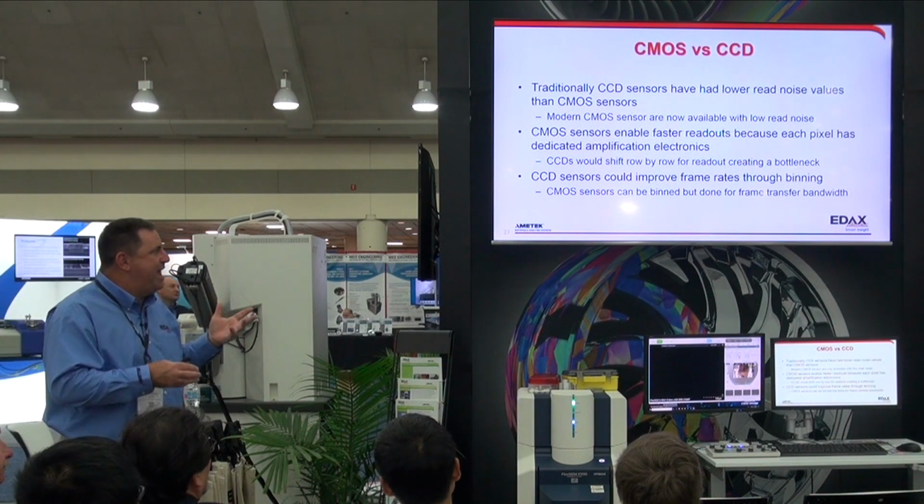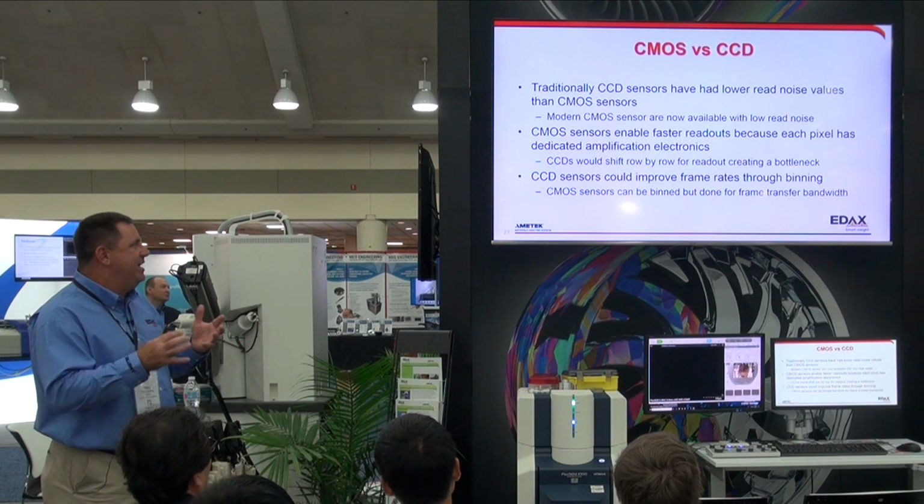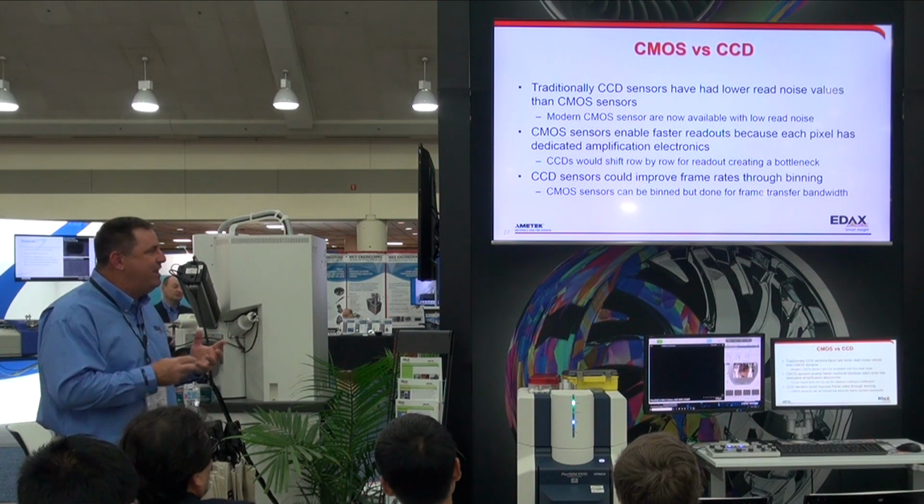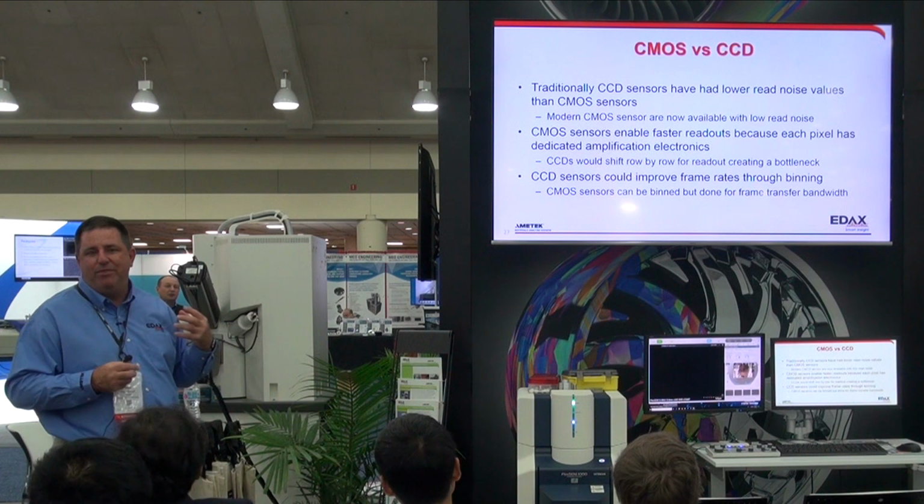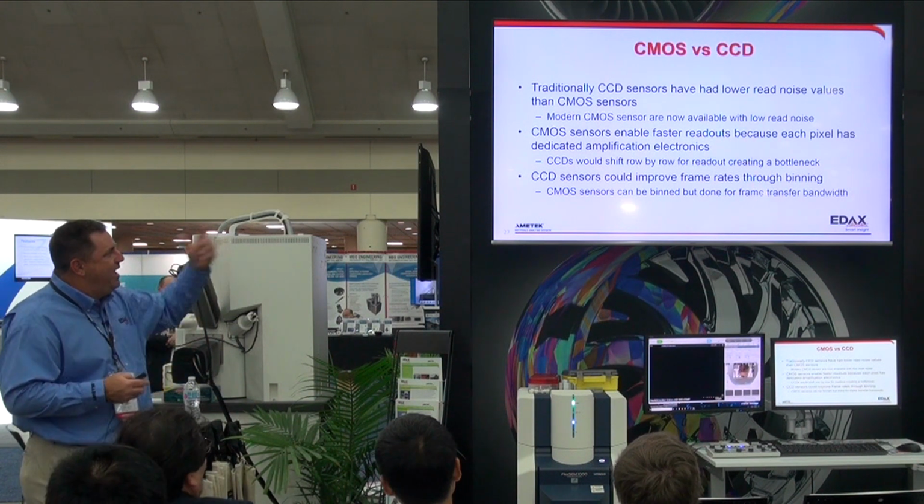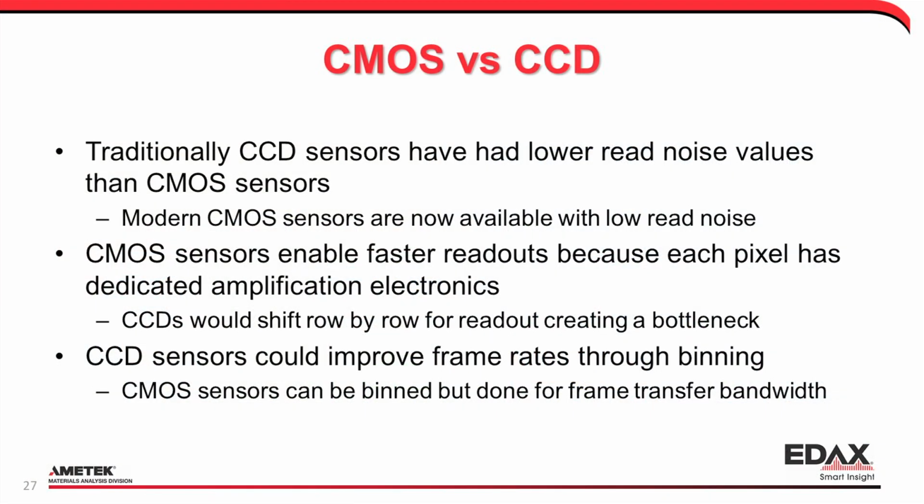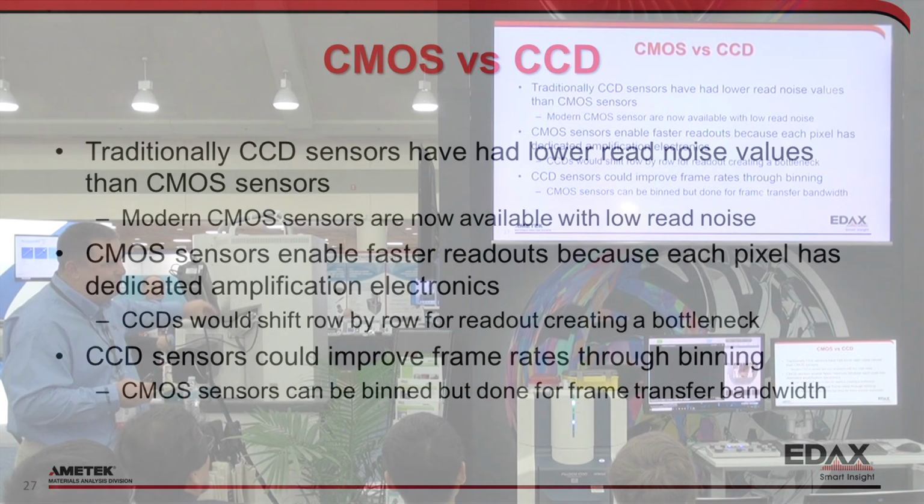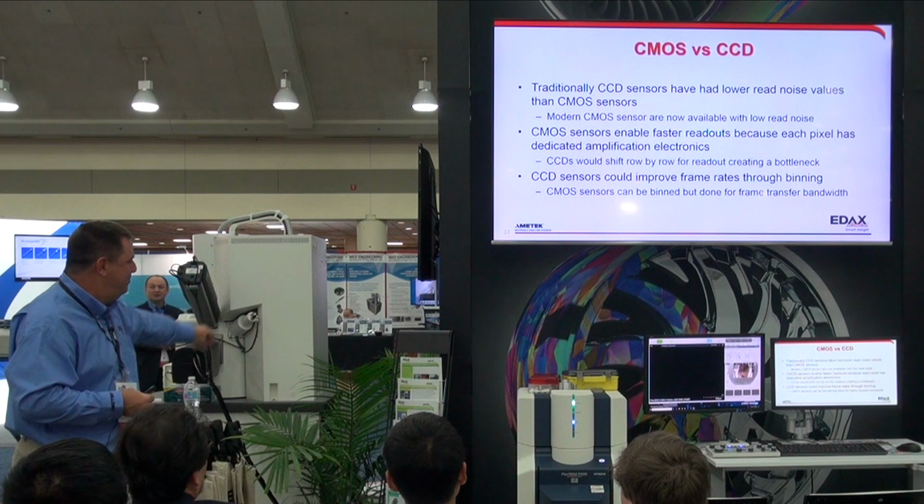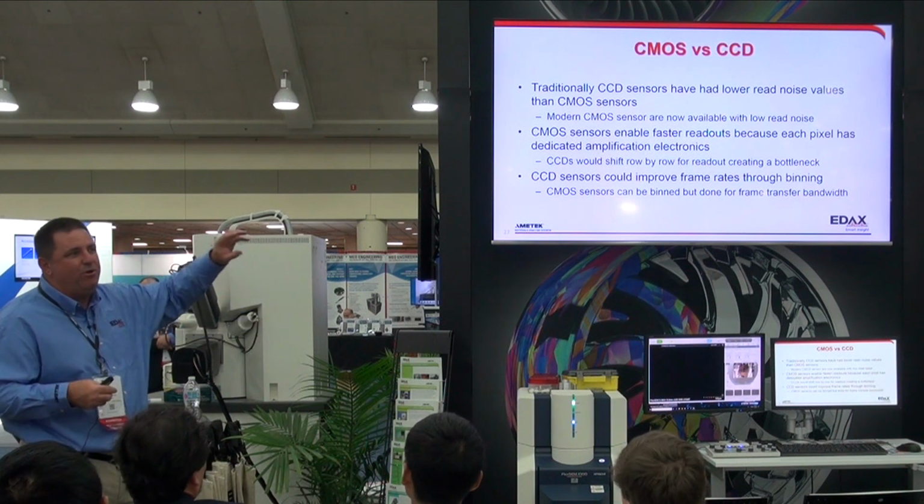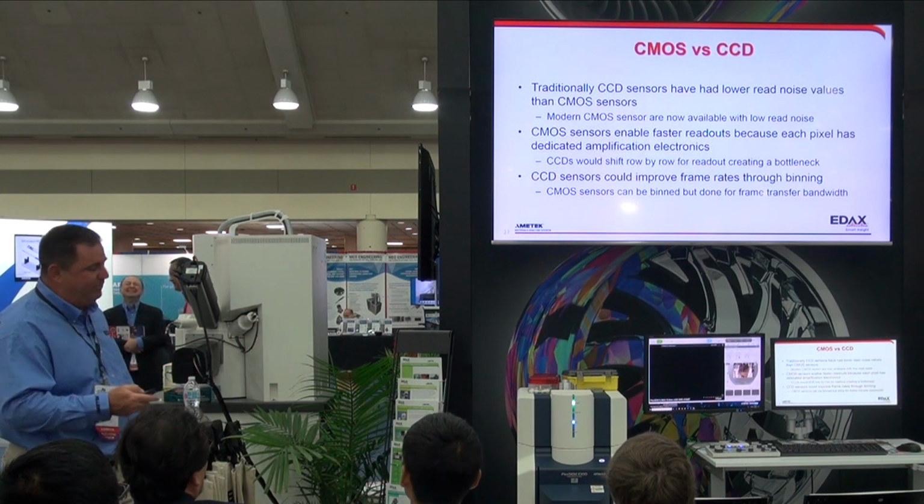And so CMOS sensors can now be a faster acquisition sensor with lower noise than we had with CCD sensors. With CCD sensors, we would do something called binning, where we would group pixels together to reduce the number of reads we needed to get the image out of the sensor. CMOS sensors can still be binned, but it's more to reduce the frame transfer bandwidth from the camera to the computer rather than reading from the sensor itself.